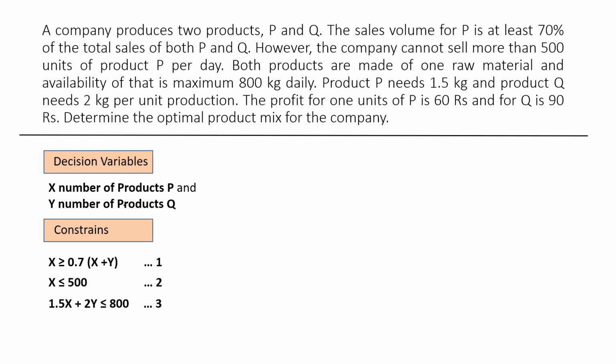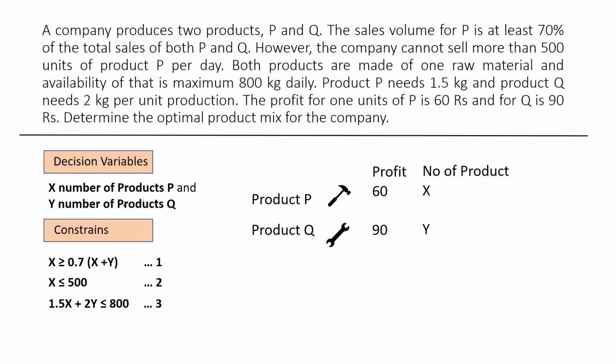Now let's talk about the profit. In this question, it is given that we have the profit of 60 rupees and 90 rupees respectively for the product P and Q. So we are just looking for the profit now, and we can say that P product gives us 60 rupees profit and Q product gives us 90 rupees profit, and we are going to produce X number of product P and Y number of product Q for our company. So if you want to calculate the total profit, then it would be 60 times X plus 90 times Y, and we are writing this as an objective function.